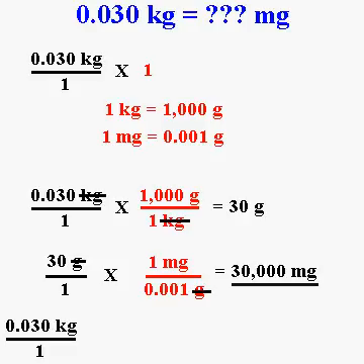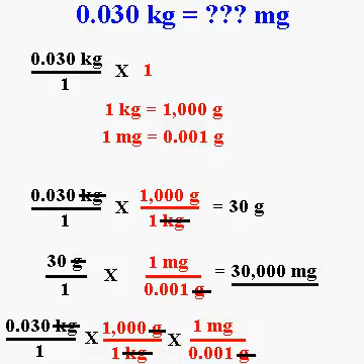All right, so we take our 0.030 kilograms and we put it over 1 in order to make it a fraction. Then we multiply by the first conversion relationship, 1,000 grams over 1 kilogram. That cancels the unit kilograms, leaving the unit grams. Then we multiply by the second conversion relationship, 1 milligram over 0.001 grams. That cancels the unit grams, leaving the unit milligrams, which is what we wanted. So it gives us an answer of 30,000 milligrams.